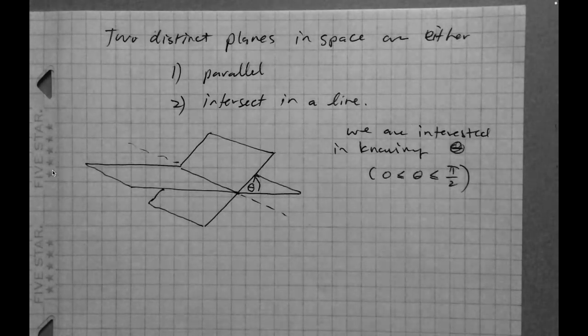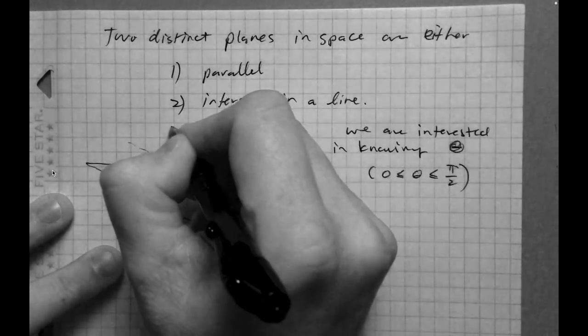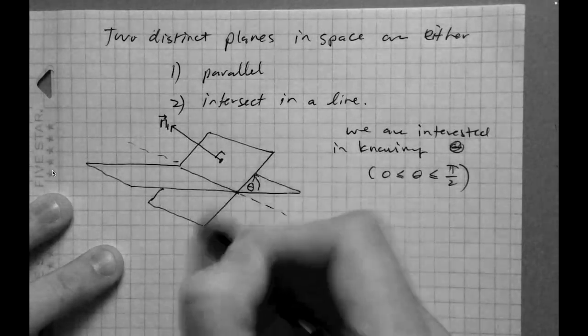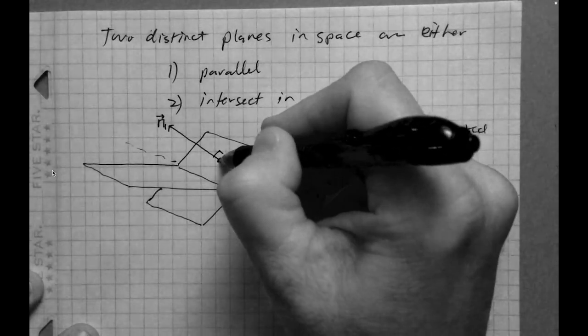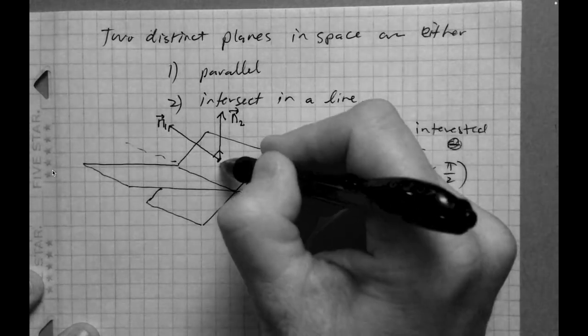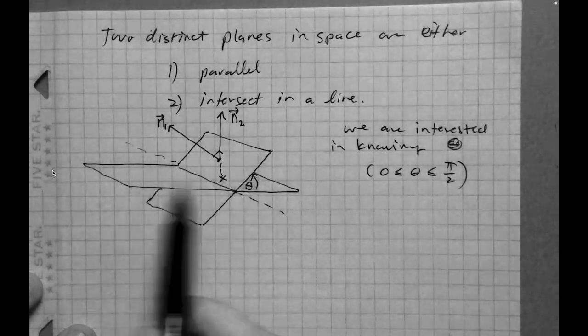One of the clever things about this is that the angle between the planes can be identified by identifying the angle between their normal vectors. So if I've got some vector here, which I'll call n1, which is normal to this plane, and some other vector here, which I'll call n2, I'm going to think of it as cutting through this plane and being normal to this plane on the bottom.